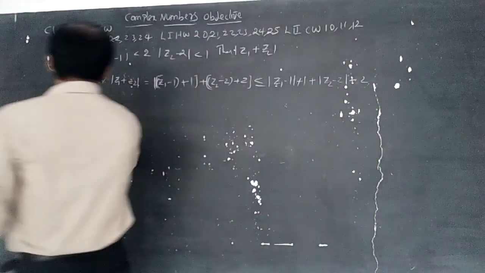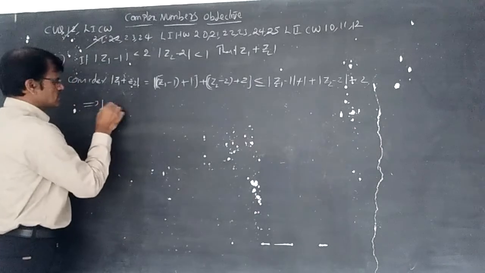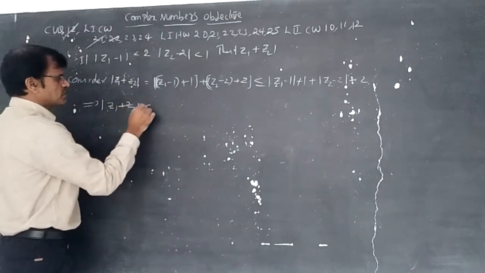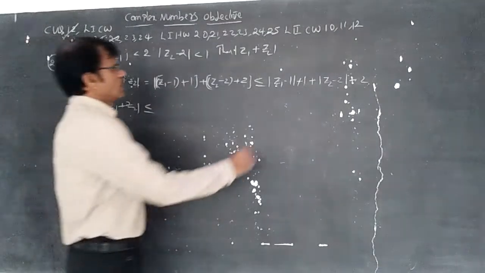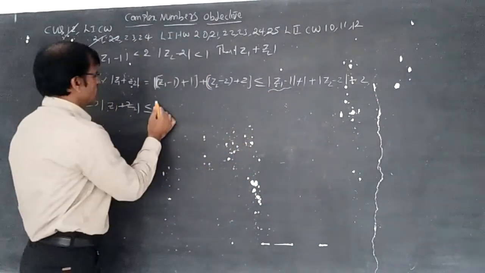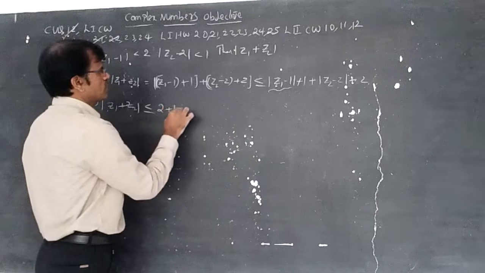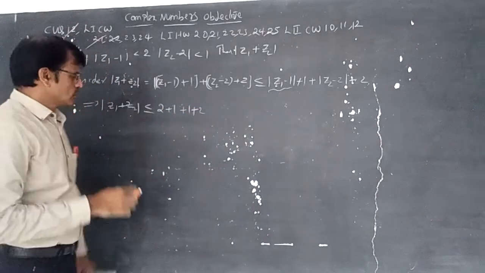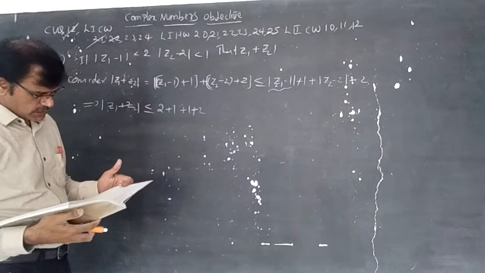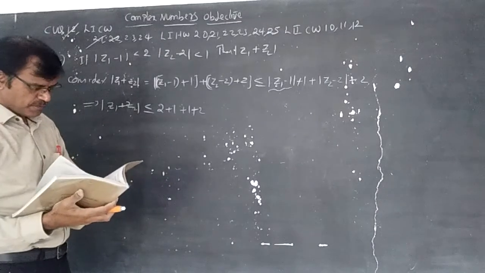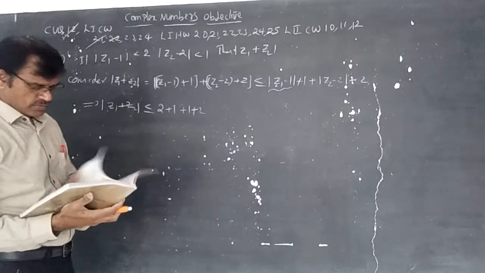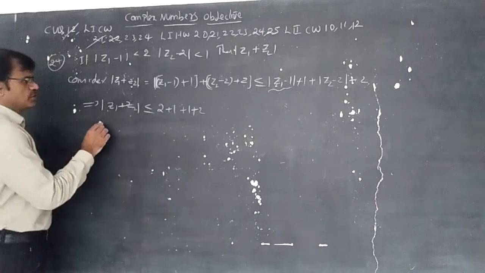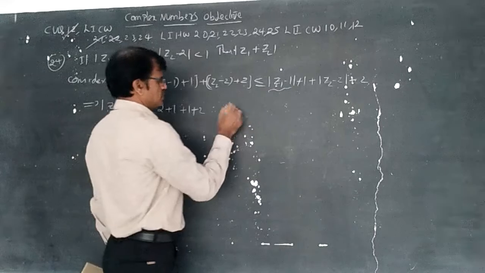So that implies what we have considered, modulus of z1 plus z2 is less than or equal to modulus of z1 minus 1, given as 2, plus 1, plus this is 1 plus 2. So it is less than or equal to 6. So the maximum value is less than 6. 24th one. The value therefore is modulus of z1 plus z2.